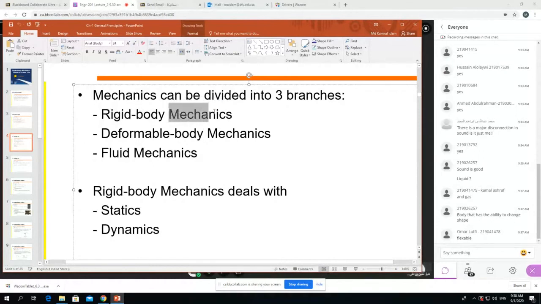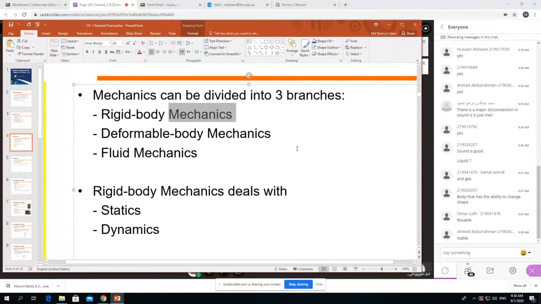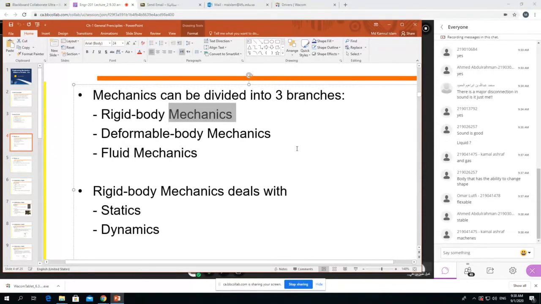Now, what is mechanics? Very simple. I can answer in very simple words. Mechanics is a branch of science where we discuss the effect of forces on a body or bodies. It is called mechanics, where the effect of force is discussed.